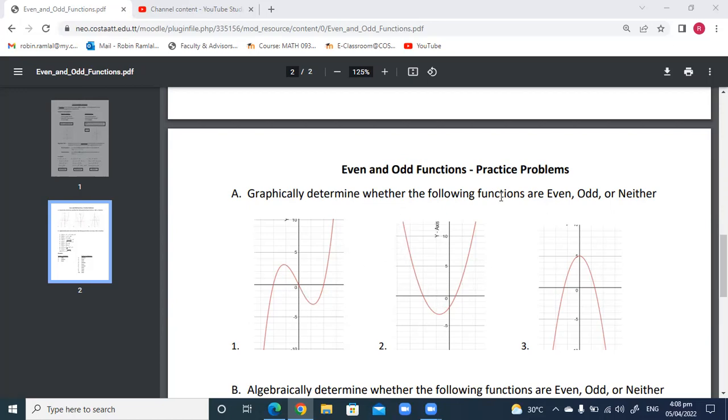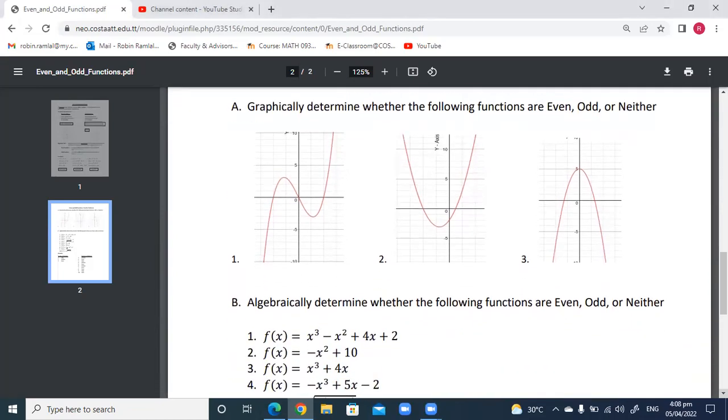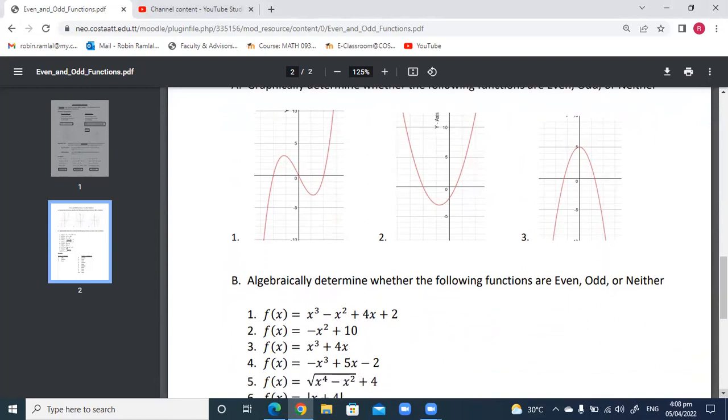All right, question 2, this is not even, not odd, so it's neither. And number 3 is even. So the answers are odd, neither, even. I'm going to look at part B now, questions 1 to 3.